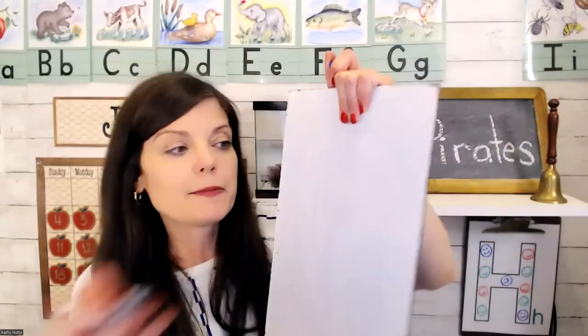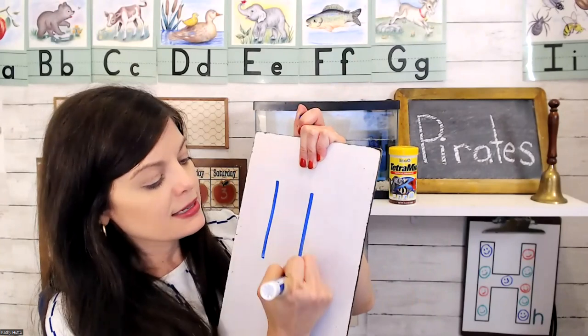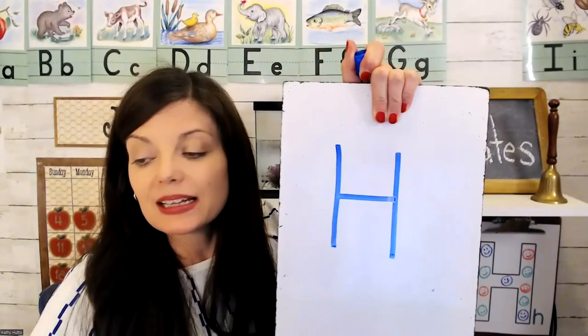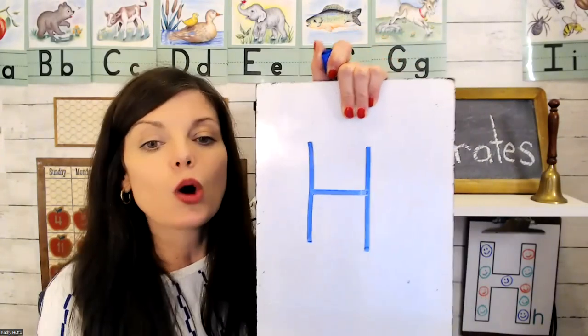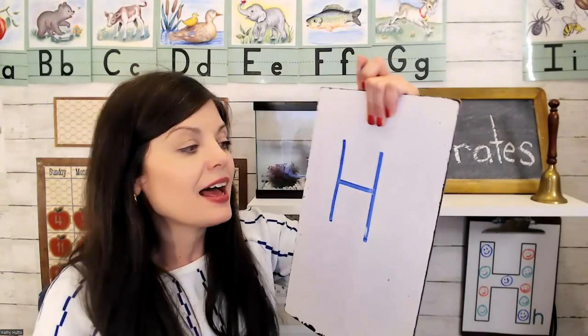And I'll show you again. One across. Can you try to write the big letter H? Just make a one and another number one and then a line across.